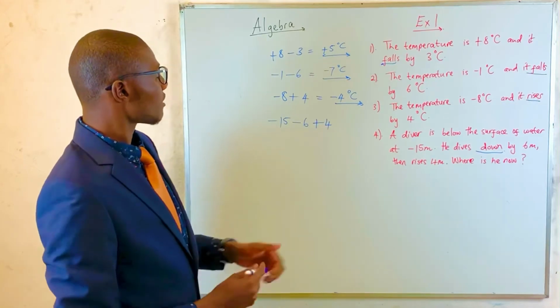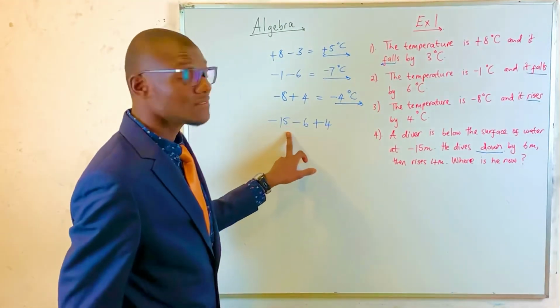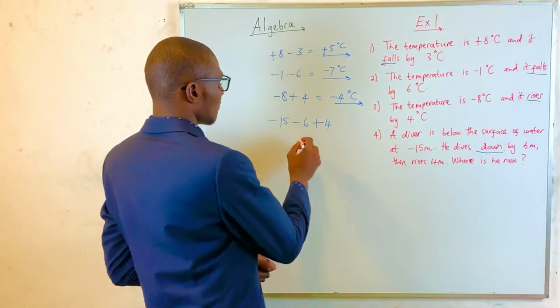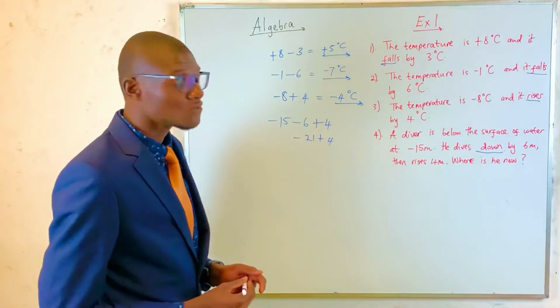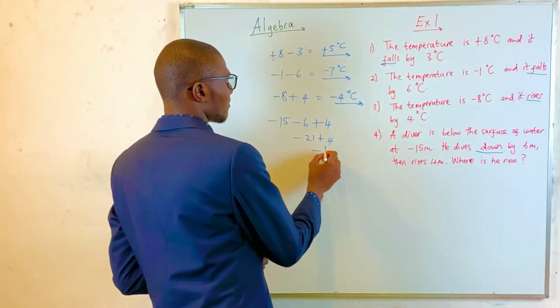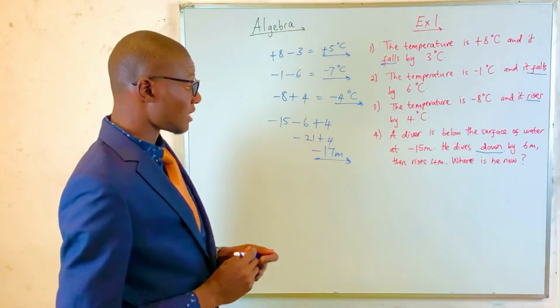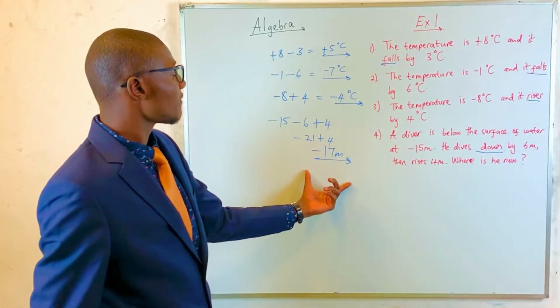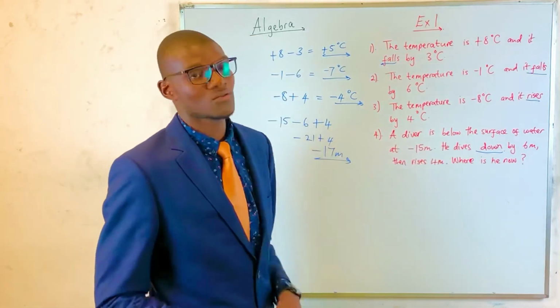So now we have to come up with the calculation of this. Minus 15 minus 6 will give us minus 21. Then minus 21 plus 4 will give us minus 17. So this is where he is now. The diver is minus 17 meters below the surface of water.